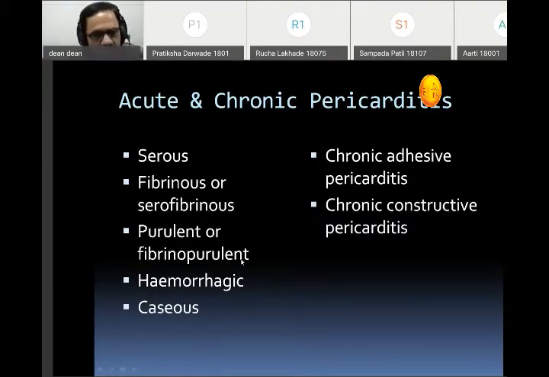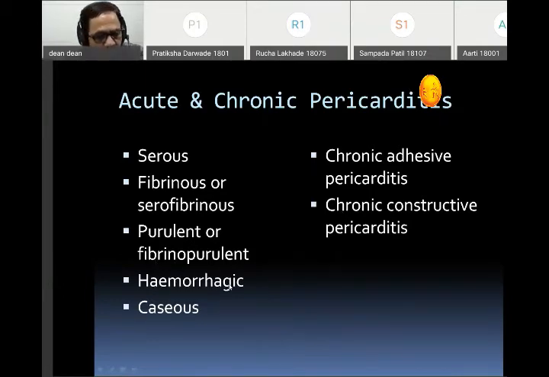or fibrinopurulent, fourth is hemorrhagic, and fifth is a caseous type of pericarditis. Serous, the meaning is like a serum, so it is a watery collection that you call as a serous one. In fibrinous, serous plus fibrin material is also formed, that's why it is called serofibrinous type of pericarditis. In purulent variety, you will see that there is formation of pus, along with that pus plus fibrin. You label it as a fibrinopurulent type of pericarditis.